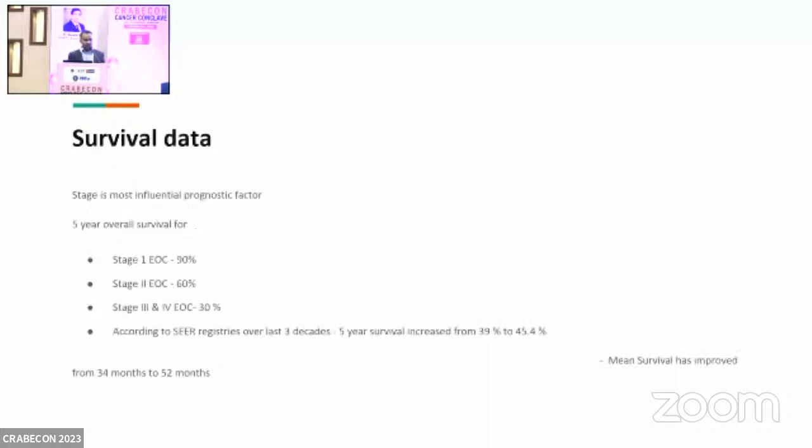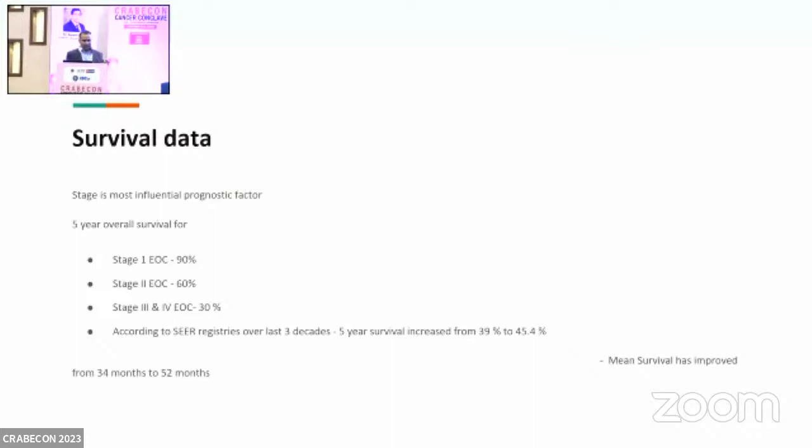So what kind of survival data are we looking at in the ovary? The most important prognostic factor is the stage. Stage-wise, the 5-year overall survival in stage 1 epithelial ovarian cancers is around 90%. In stage 2, it drops down to 60%. In stage 3 and 4, it further drops to half, that is 30%.